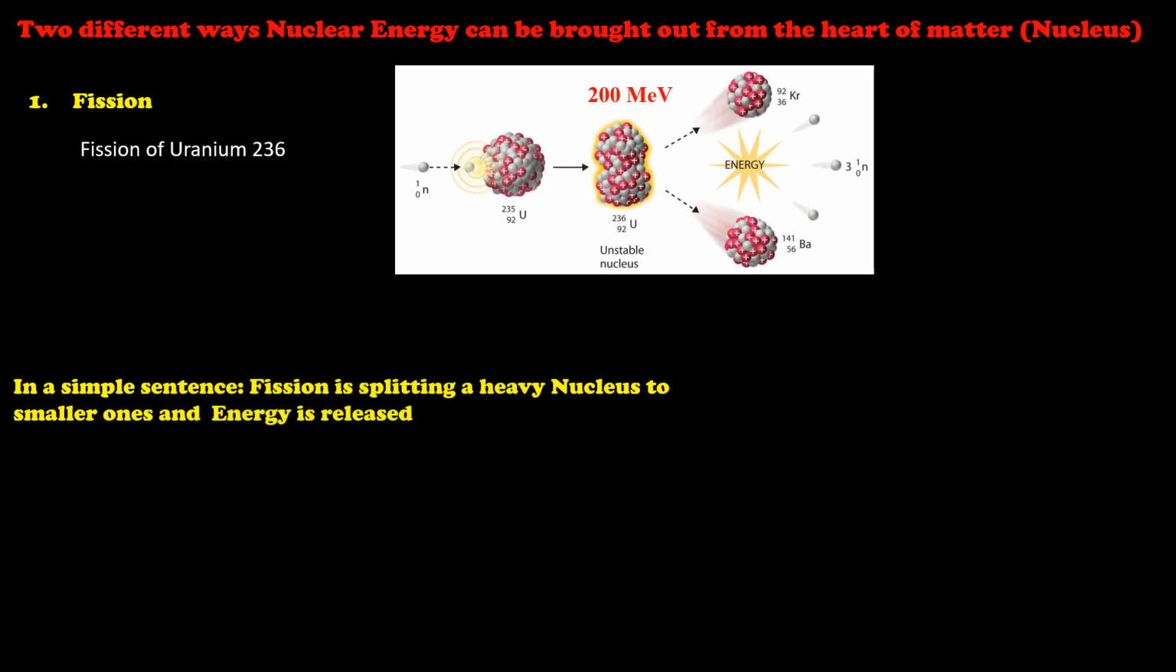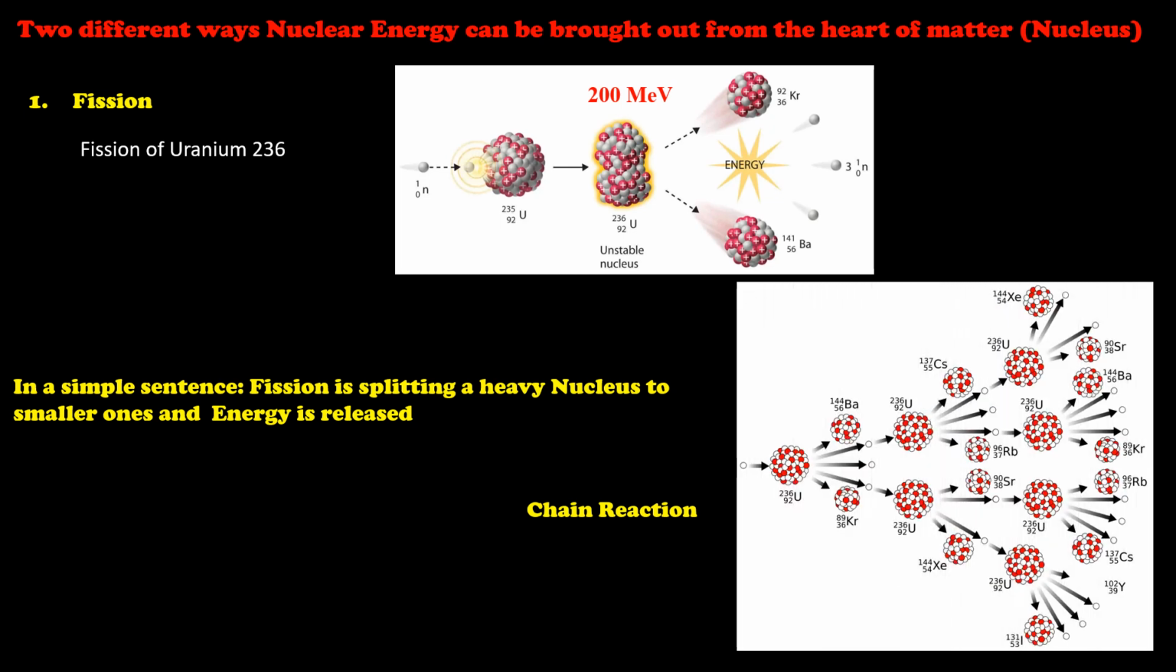In a simple sentence, fission is splitting a heavy nucleus into smaller ones, and as a result, energy is released. Then there is something we call a chain reaction. So what is a chain reaction? You don't need to bombard every single uranium-235 atom with neutrons. If the very first one is bombarded with a neutron, the other neutrons ejected from this reaction hit other uranium-235 atoms, then another, so practically this reaction may not be controllable. It will continue almost to the end.